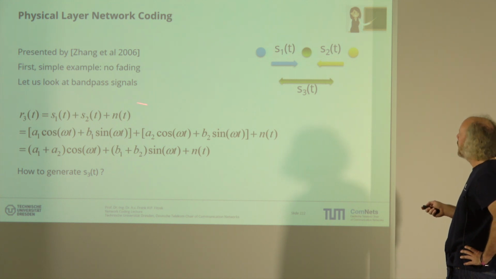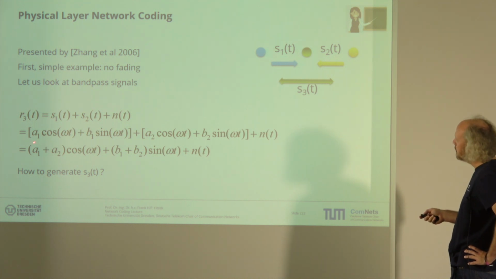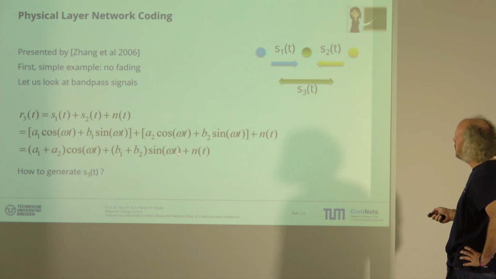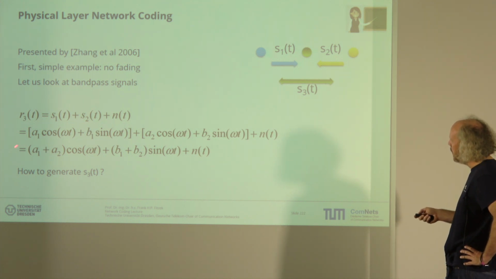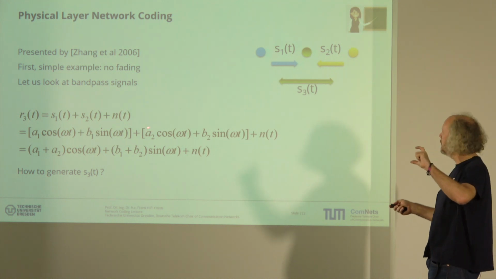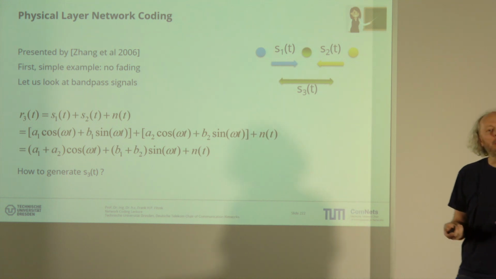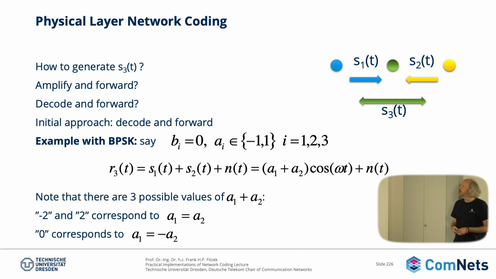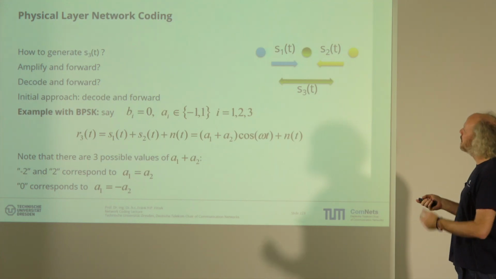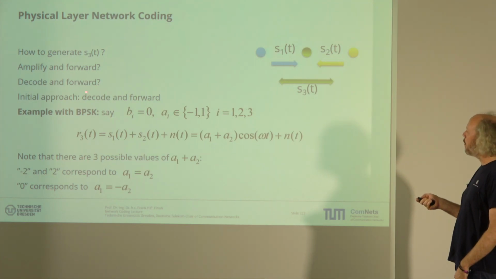If you have a very simple BPSK signal, you can put this together in the 2 different amplitudes plus the noise, and you see there's a cosine and a sine of omega t, and then you have A1, A2 as 2 amplitudes that you put together, and the same for B1 and B2. But this is what we receive. What will we send? We could amplify and forward, which means whatever we get, we also send out. But we can do a transformation and say we can also decode and forward.